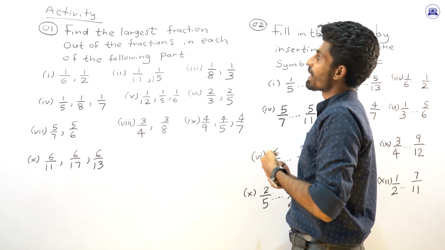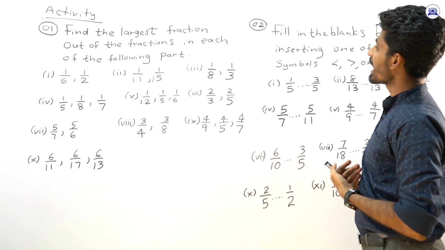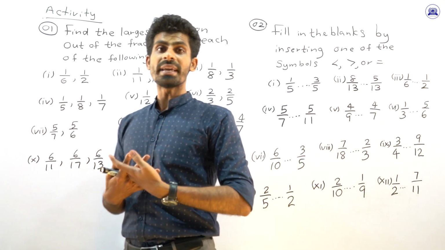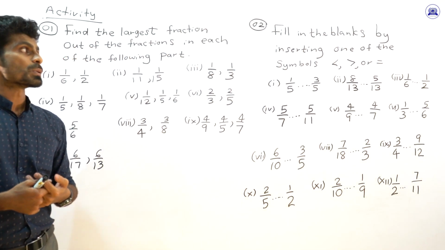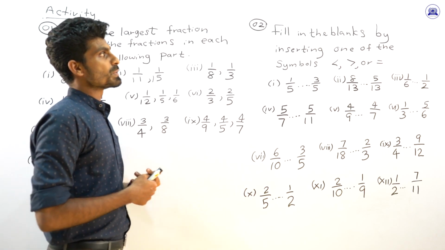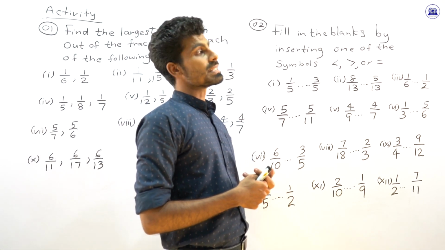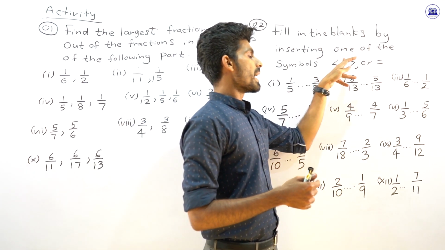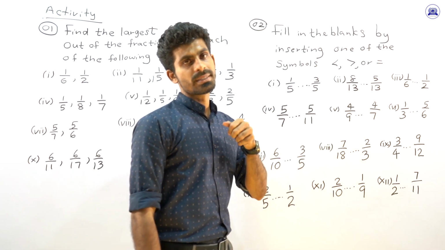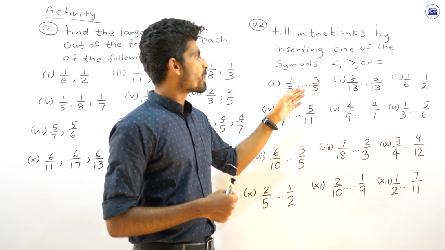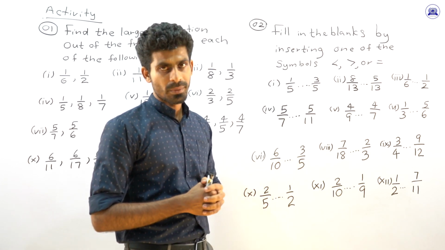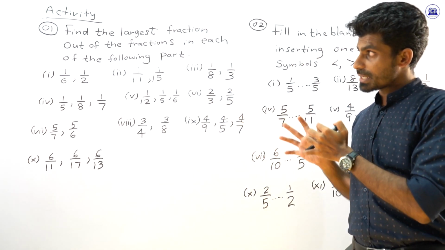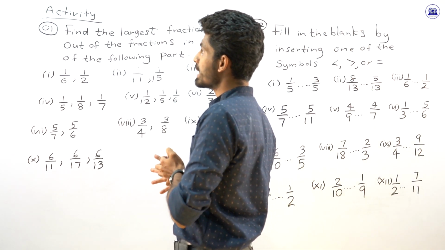So what is the second part? The second question is filling the blanks by inserting the symbol greater than, less than, or equal, right? You need to fill in the blanks by inserting one of the following symbols: greater than, less than, or equal. Then you need to use the proper symbol for this one, right? Just note it down, my dear student. Just try to do that one, right?